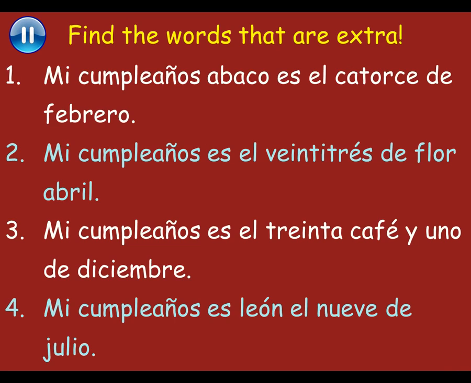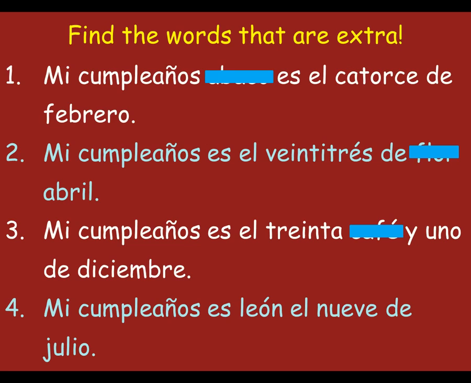Let's have a look. So, that first sentence, which word do we not need there? That's right, that one. The word for abacus, we don't need that in a sentence about a birthday. And number two, which word is extra in number two there? Have you spotted it? That's right, the word flor. We don't need a word for flower in a birthday sentence. And what about sentence number three? What's extra there? Do you think you've spotted it? That's right, we don't need the word for coffee in this sentence.